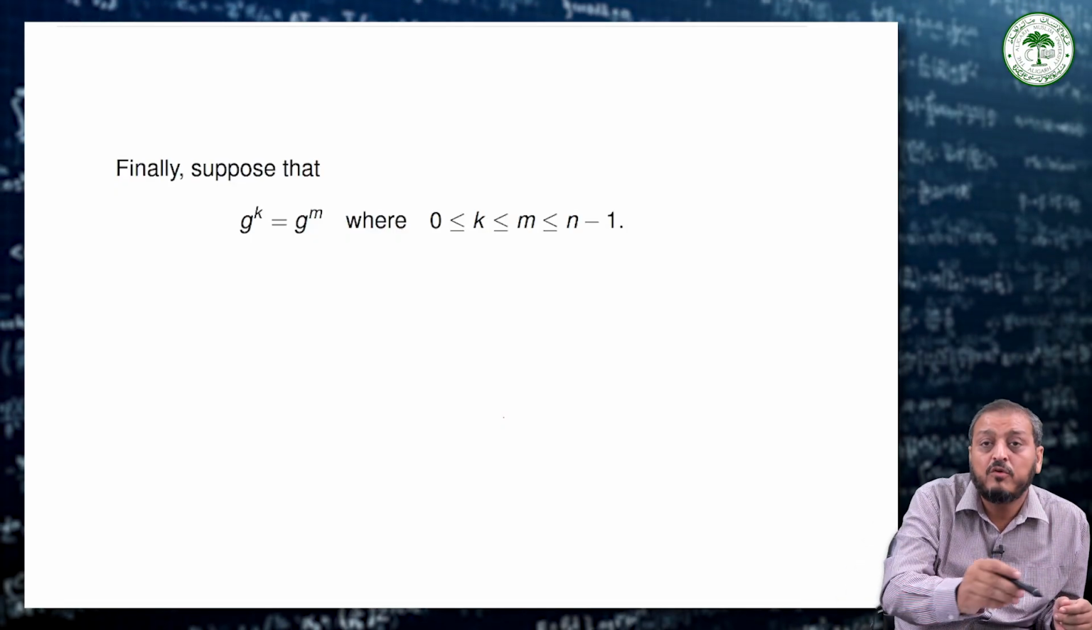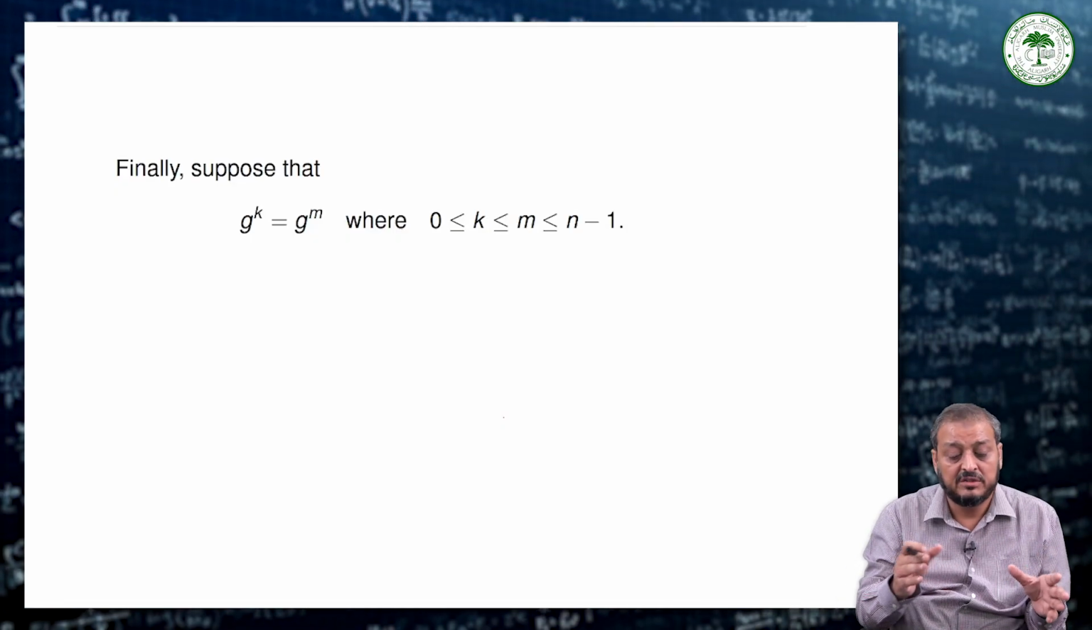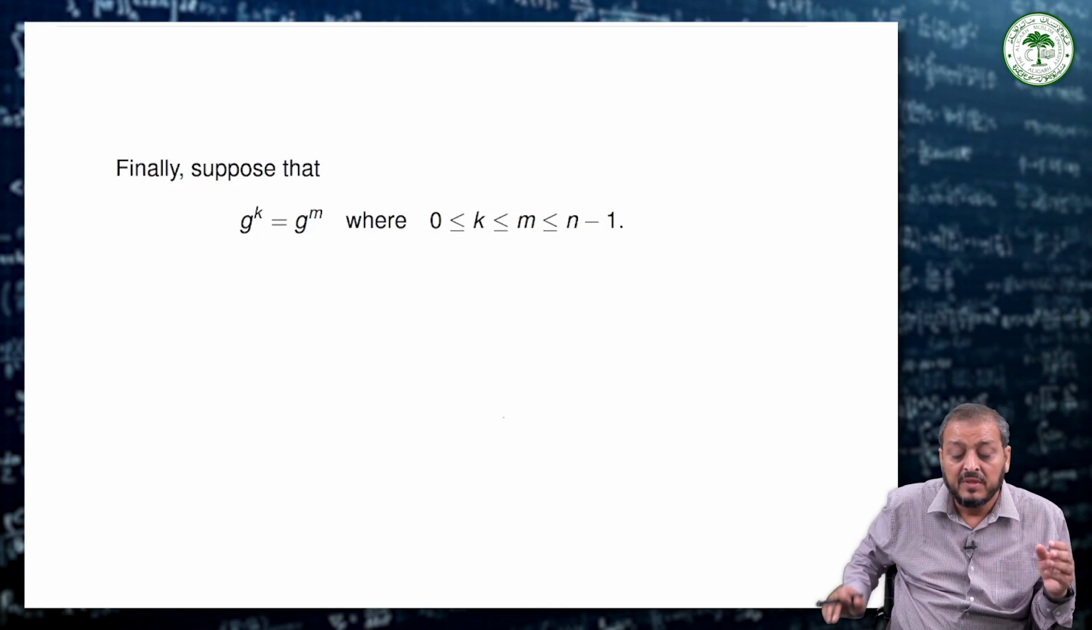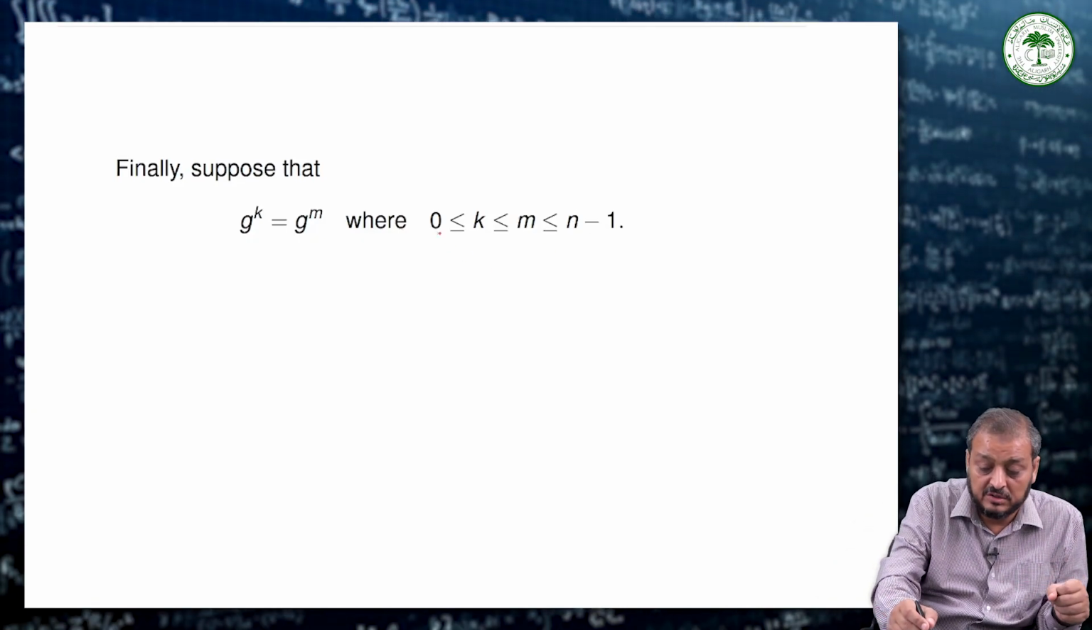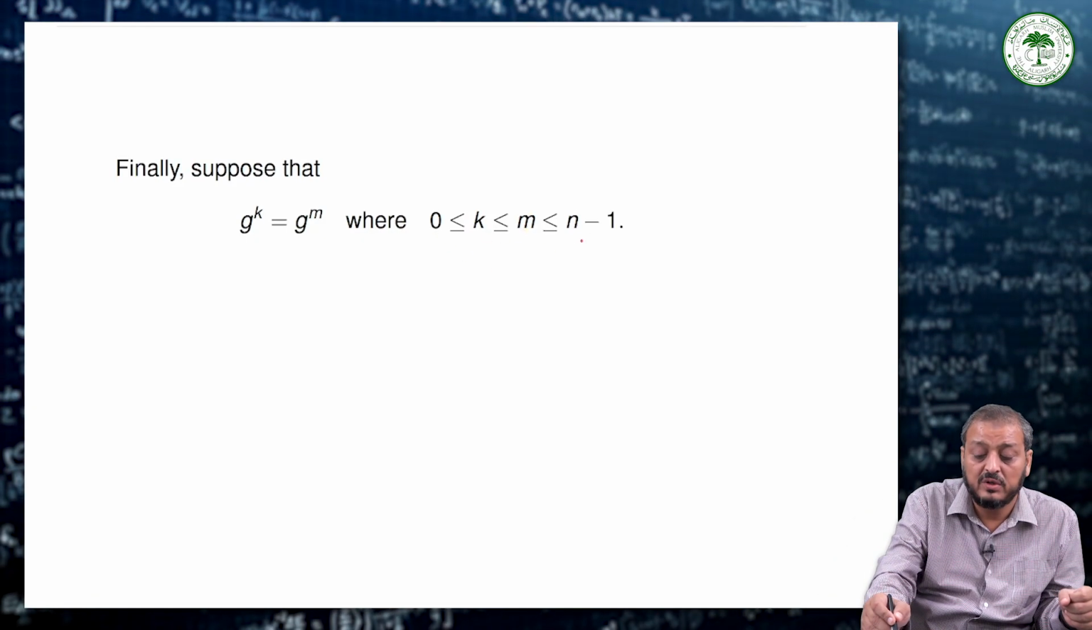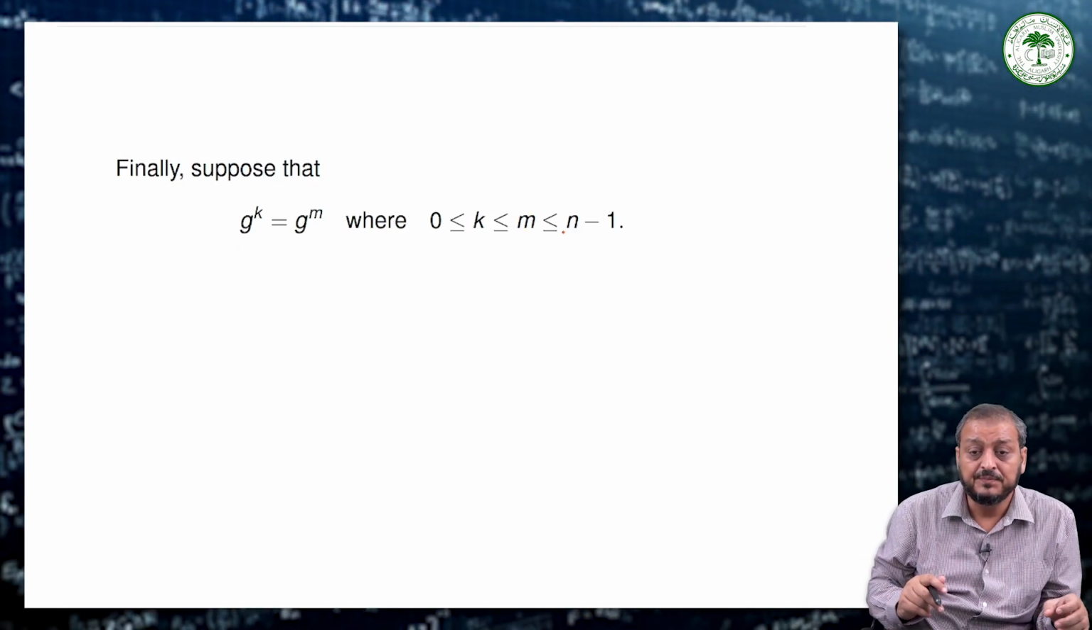So suppose, assuming that g to the power k and g to the power m are the same, where k lies between 0 and n minus 1, and m is also less than or equal to n minus 1.